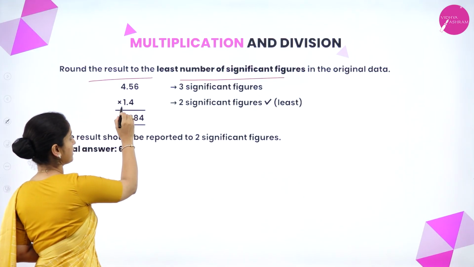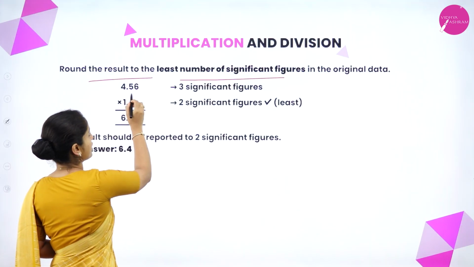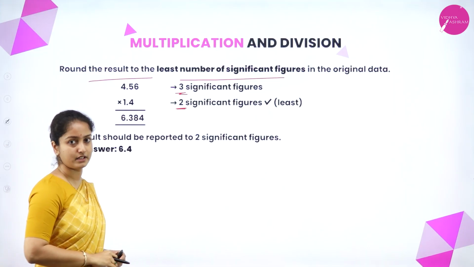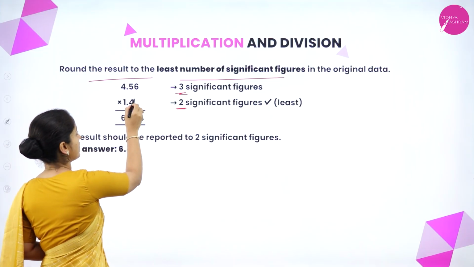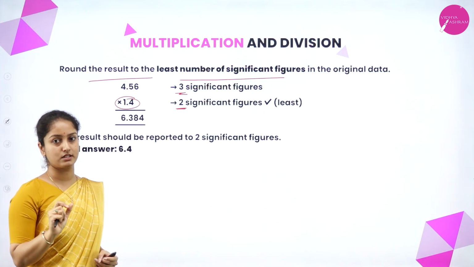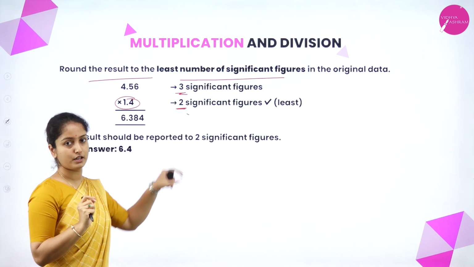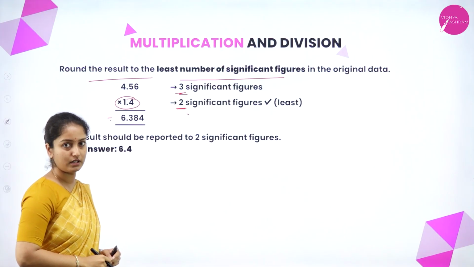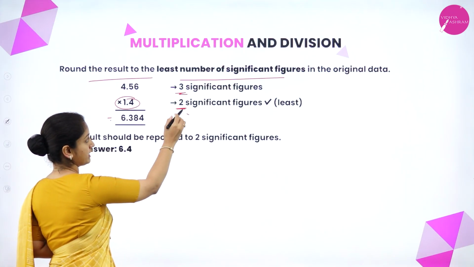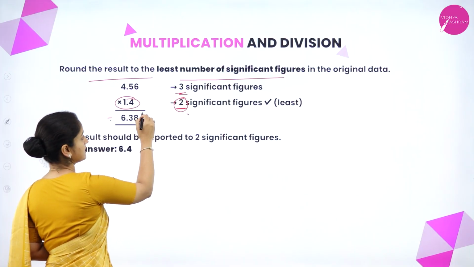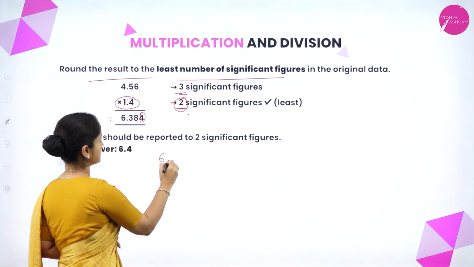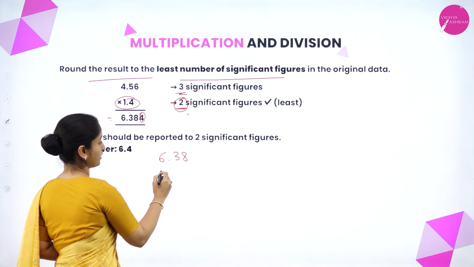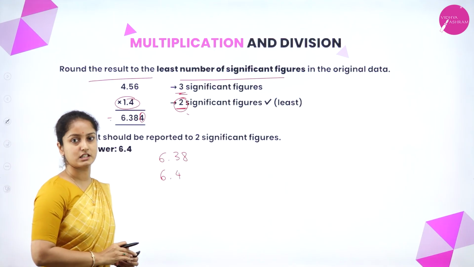4.56 should be multiplied with 1.4. Now 4.56 has 3 significant figures and 1.4 has 2 significant figures. The least among these two is 1.4. So you have to report the result to the least significant value, that is 2. After multiplication, you will get 6.384. The least significant value is 2. Now you have to discard this 4 and the answer will be 6.38. This 8 has to be rounded off. After rounding it off, you will arrive at the answer of 6.4.